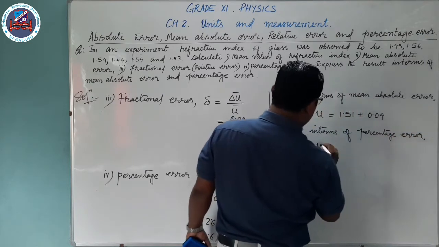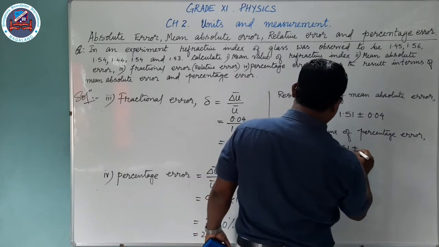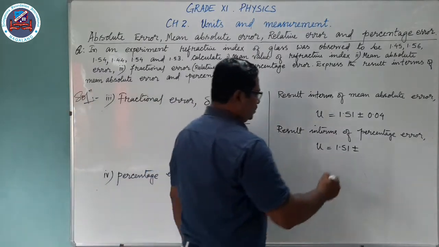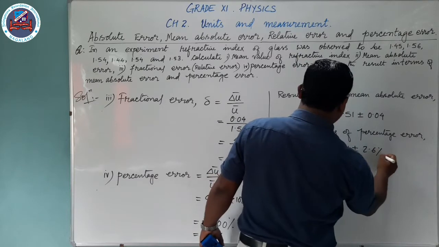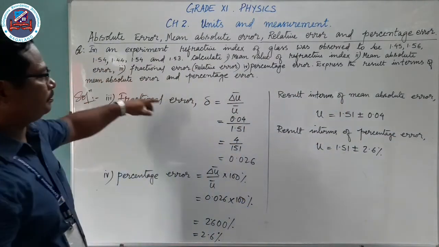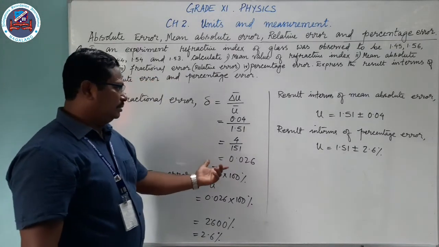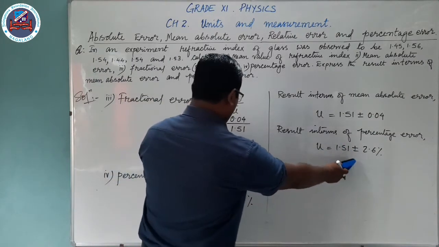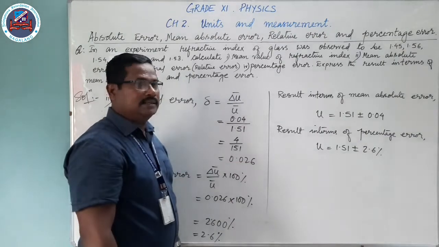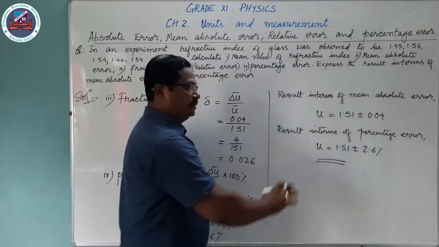You can represent it like this: U is equal to 1.51, your mean value, this is the true value, plus or minus, in terms of percentage, 2.6%. And if they ask you to write down the result in terms of fractional error, then you write down 1.51 plus or minus 0.026. This is the way of representing the result at the end, ultimately the correct value to say.